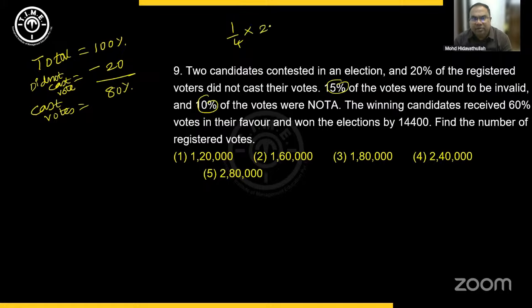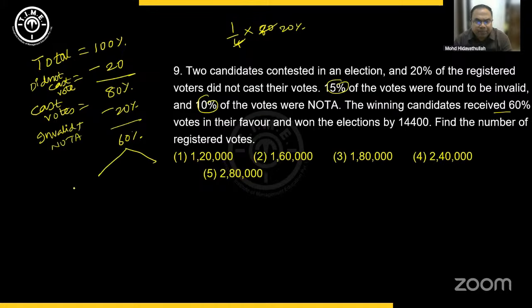25% is 1 by 4 of 80, which is 20%. So remove 20%, invalid plus NOTA. Left over 60%. The winning candidate received 60% of the votes in their favor. Out of this, the winning candidate got 60%. 60% means 36%. 10% is 6, so 60% means 36%. So the losing candidate might have got 24%, because 60 minus 36 is 24.